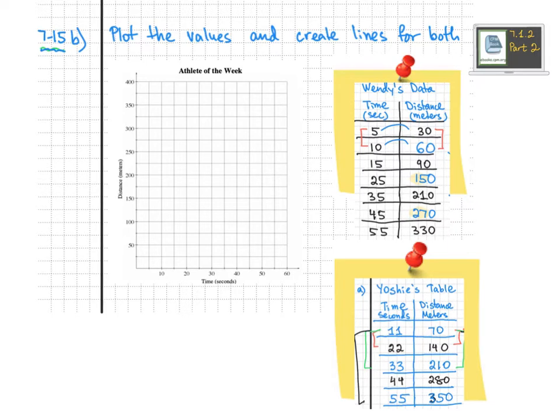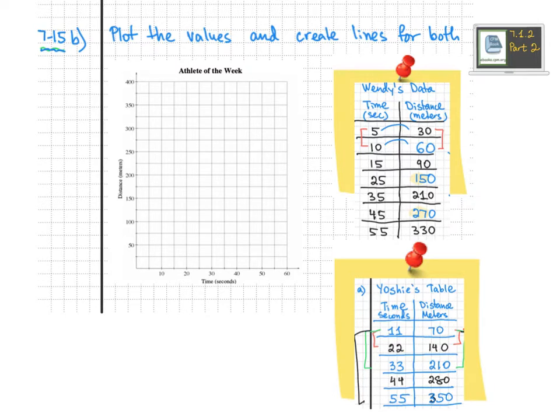So if you do not have this little paper, you would have to draw it yourself. This is the information from our notebook. You do not need to copy it. We already have it. I just want to have it on one screen. So those are the values we're going to be plotting, and we're going to create lines for both people. So pause the video if you do not have this information.